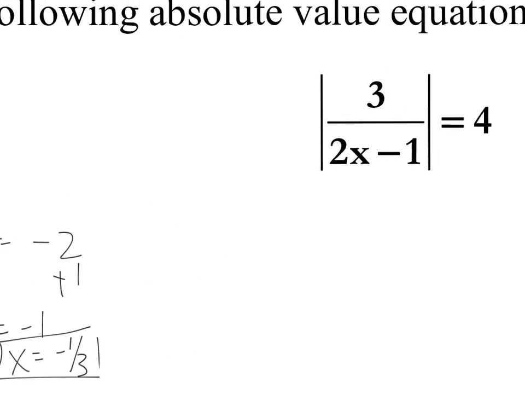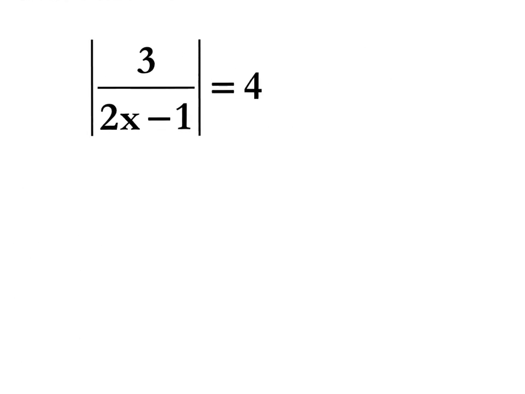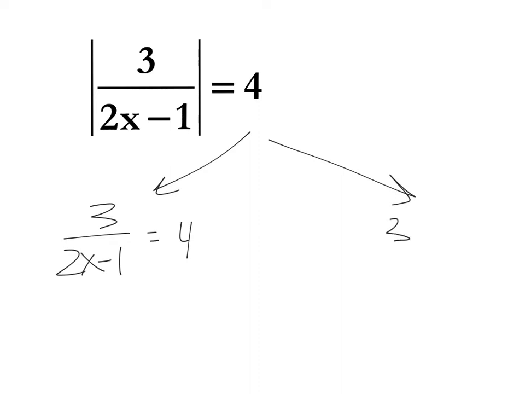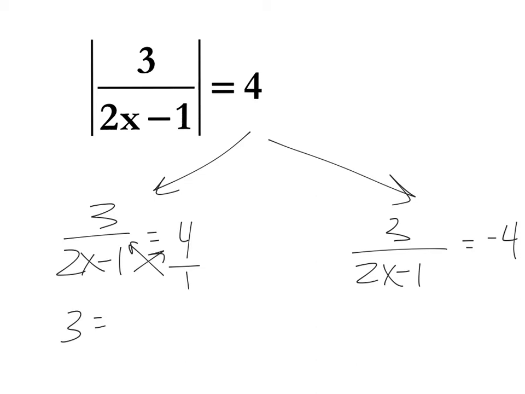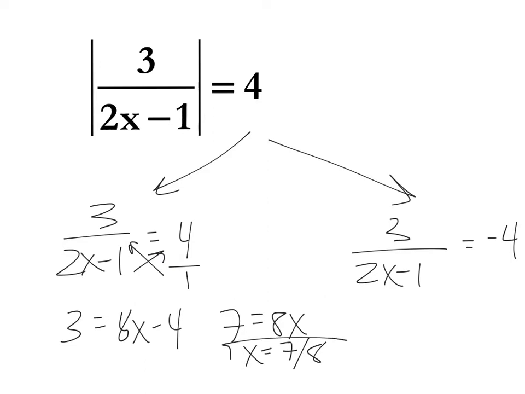So that's how you're going to attack all of these problems. Same thing here, we're going to set it equal to +4 and to -4. So 3 over 2x minus 1 equals +4, and 3 over 2x minus 1 equals -4. From here, I'm going to cross multiply. I like to put the 4 over 1 and cross. So I get 3 equals, and be careful distributing the 4, 8x minus 4. That means 7 equals 8x, x equals 7 over 8. That's our first answer. You can check that and verify it if you want to.